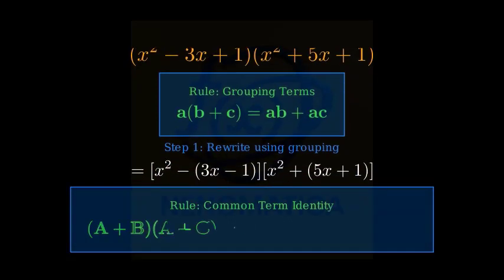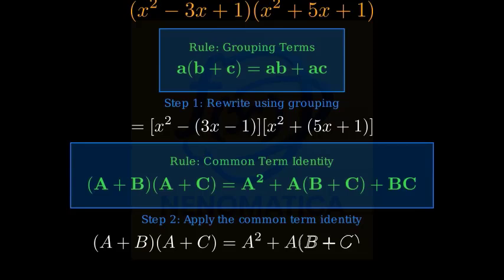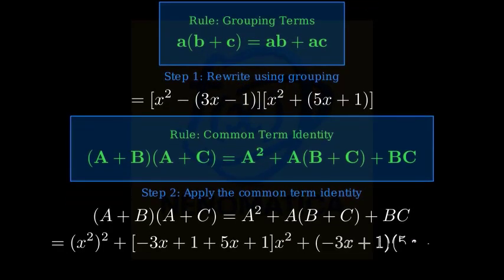For step 2, we'll apply the common term identity. This identity states that when we have the product of a plus b times a plus c, it equals a squared plus a times the quantity b plus c, plus b times c. In our case, a represents x squared, b represents negative 3x plus 1, and c represents 5x plus 1.